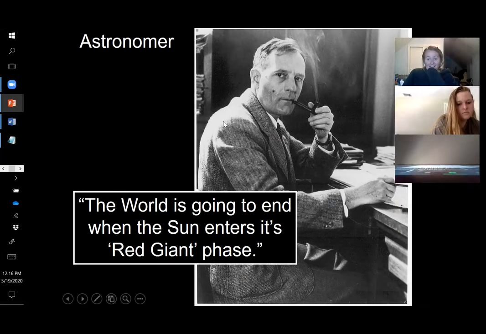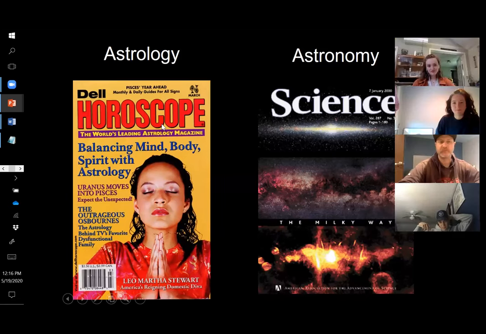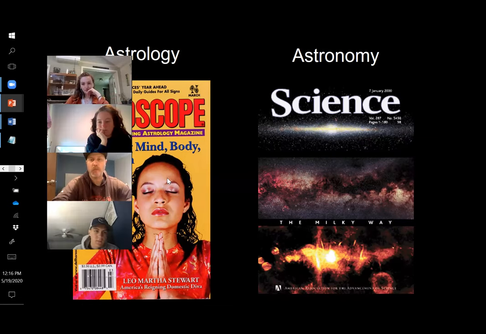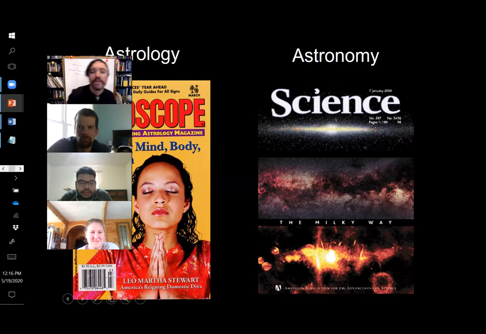Now, people tend to get these things confused, but you could alleviate your confusion by reading about them in one of these two magazines. The magazine over here on the left, you can get in your local supermarket checkout aisle while you're waiting to check out your frozen peas or whatever. And there's all kinds of things you can learn about in your astrology magazine, like Uranus moves into Pisces. Expect the unexpected, all right? On the other hand, if you want to learn about some astronomy stuff, you might have to buy a slightly more expensive magazine.